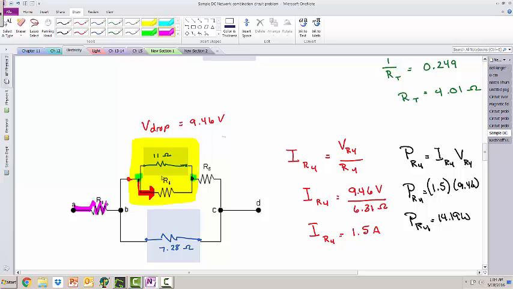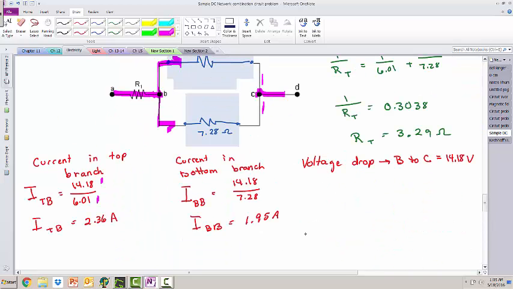Moving on, we have R1 taken care of. We have its power and its voltage drop. We have R4 taken care of, its power and its voltage drop. We have R5 taken care of, its power and its voltage drop. So how about the next thing we look at is this equivalent resistance up here, this 11 ohms on the top branch.